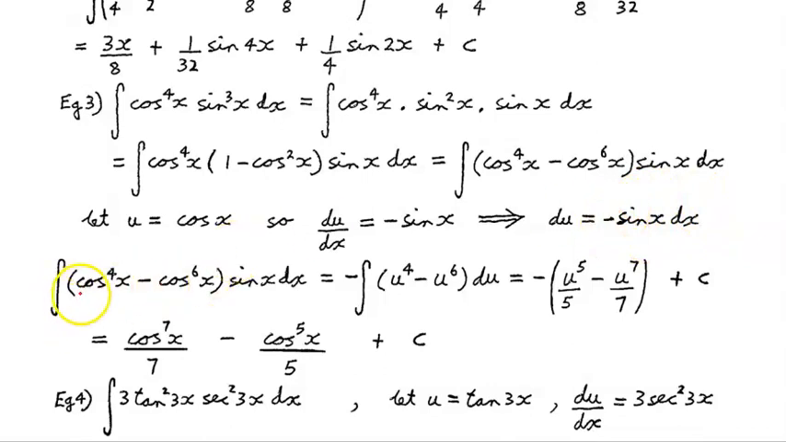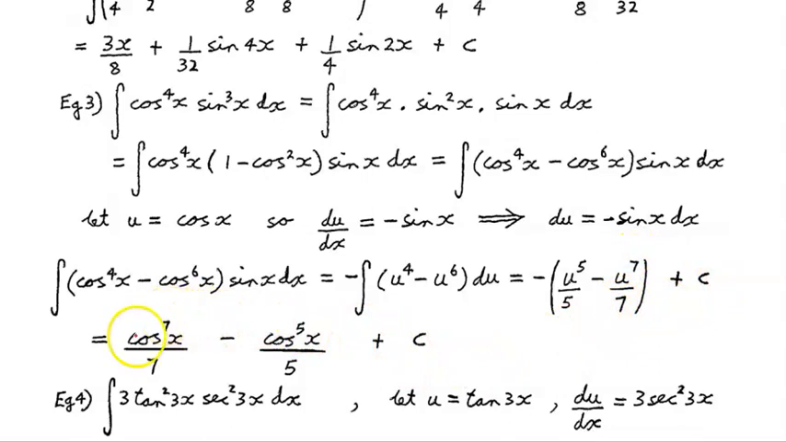So we get the integral of cos x to the power of 4 minus cos x to the power of 6 times sine x dx is minus the integral of u to the power of 4, because cos x is u, minus u to the power of 6 du. And the minus out front here will cancel with the minus that's buried in the du, because remember du is minus sine x. And that will bring us back to the original expression we had. Now these are easy to anti-differentiate, because u to the power of 4 becomes u to the power of 5 on 5, minus u to the power of 7 on 7, plus a constant of integration.